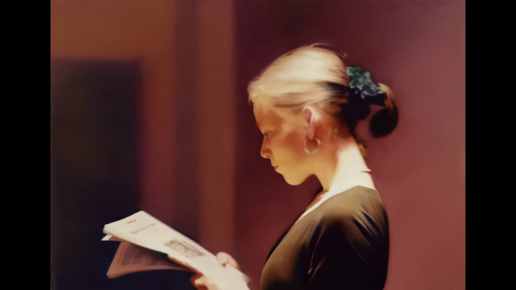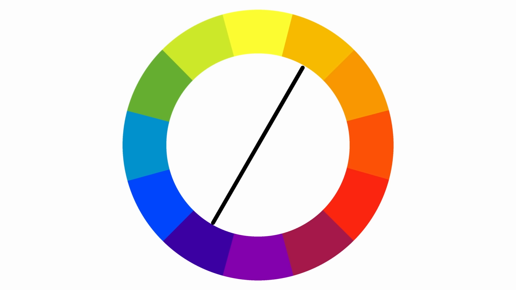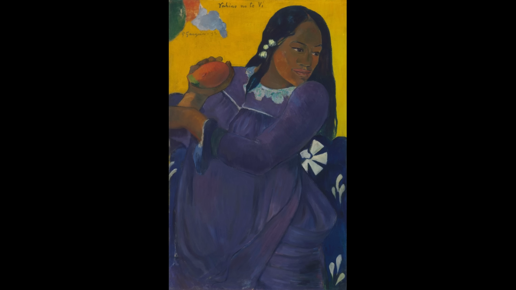Another simple way is to use analogous colors, that is, those that are close on the color wheel. It could be, for example, orange, red, and brown. These colors harmonize because they are similar. Another option is complementary harmony. As we said before, complementary colors contrast, but they look good together. They create a balance between the two.